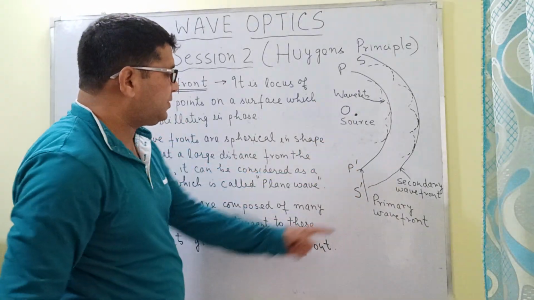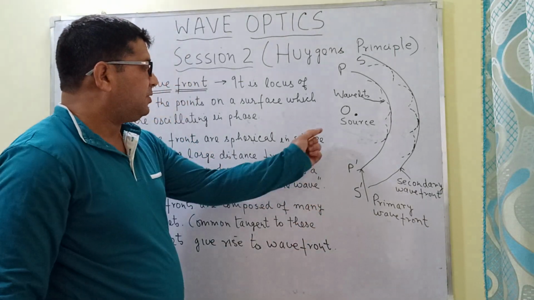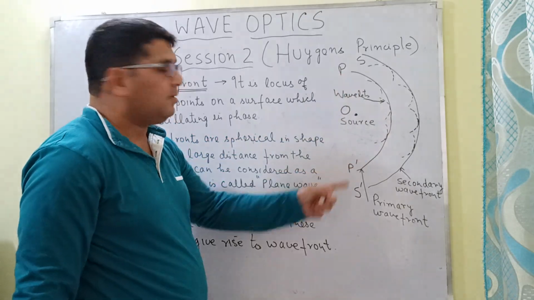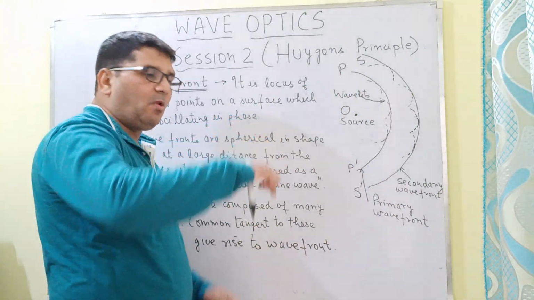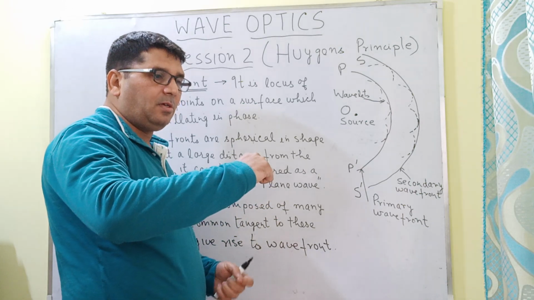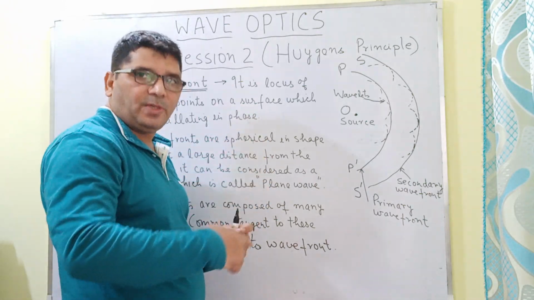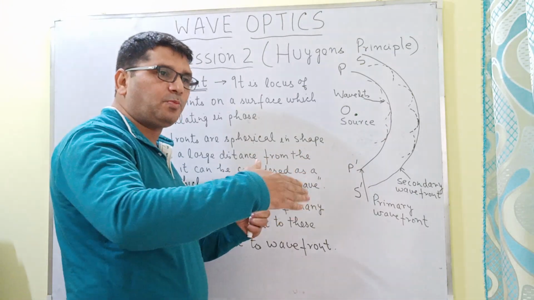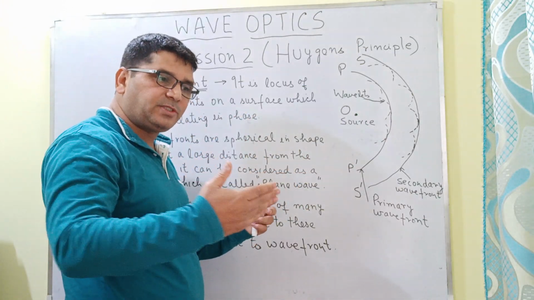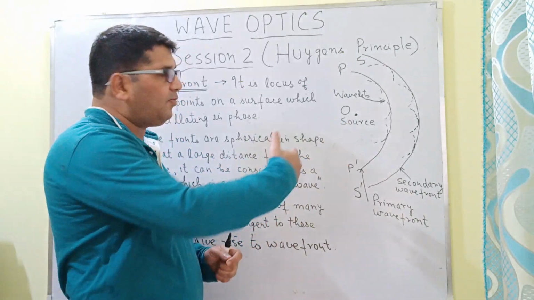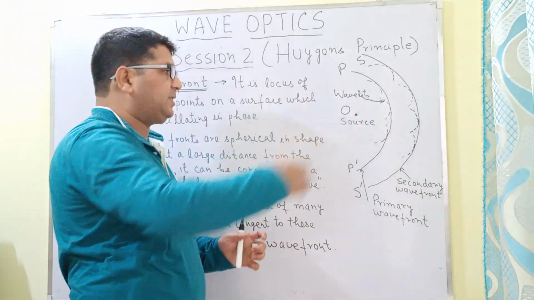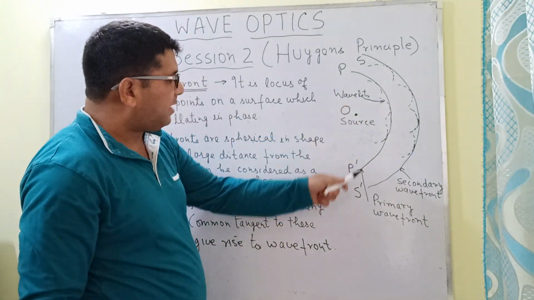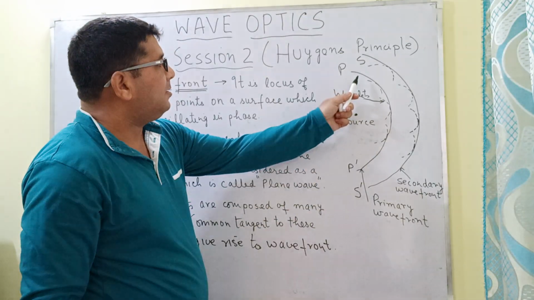This PB dash is the primary wavefront. Primary wavefront means it is the first wavefront which is created by the locus of all the points which are oscillating in phase, or it is the locus of all those points which are at the same distance from the point source, or which are oscillating in phase.